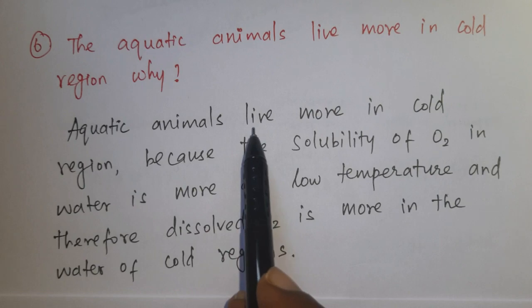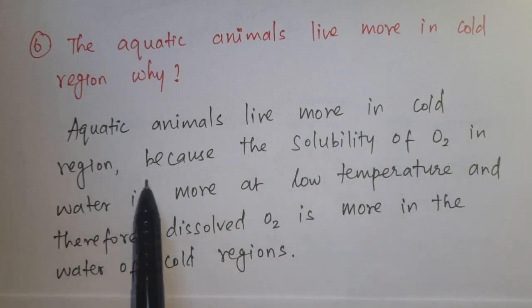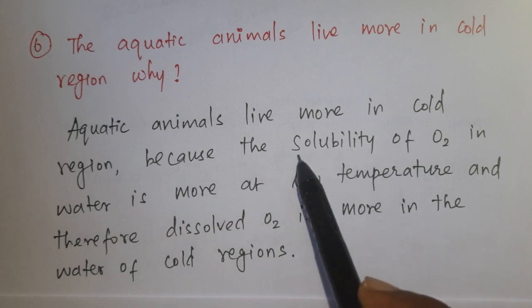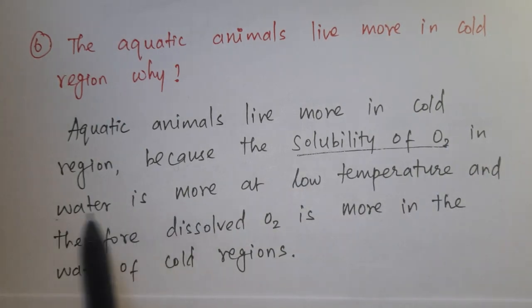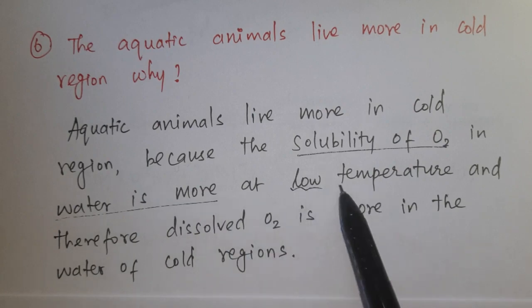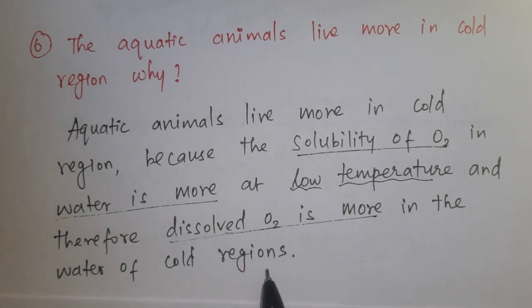Aquatic animals live more in cold region because the solubility of O2 in water is more at low temperature, and therefore dissolved O2 is more in the water of cold regions.